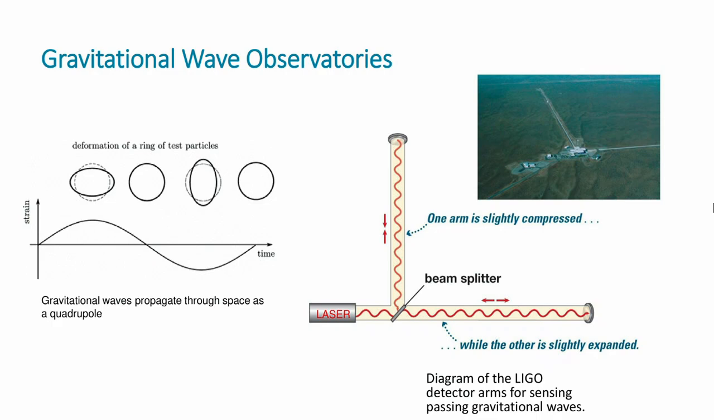So what that means for how we can detect them is, as they propagate through space, if you had some circle hanging out in space and a gravitational wave passes by it, then part of the circle will be stretched out, but the other part will be compressed. And so you get these different lengths that you can measure.